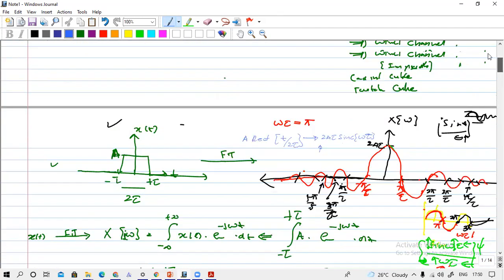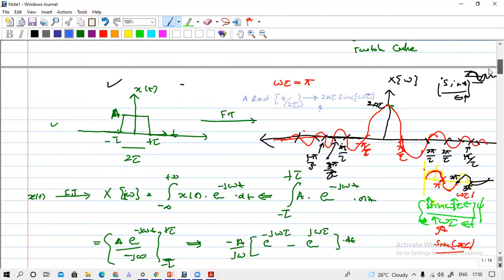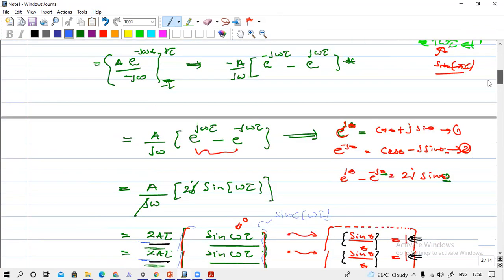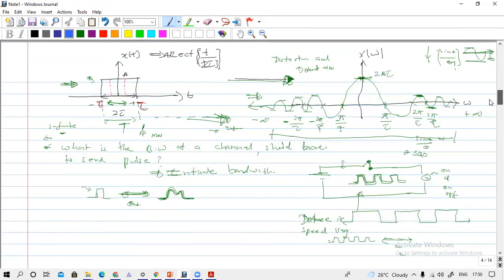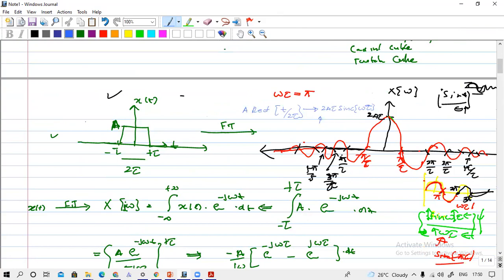So if you can just mark this down, I will send you a mail with what you should try. First you have to derive this kind of pulse spectra. Sometimes this kind of question can come in your exam also, so it is better you should be able to do this kind of thing.